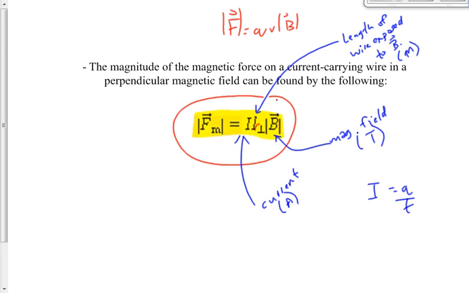What's this little thing right here? A little upside down T? Perpendicular. Just like the charged particles moving through the magnetic field, in order for the analysis that we did to be applicable, they had to be moving perpendicular to the magnetic field. The wire has to be perpendicular to the magnetic field here. So same deal.